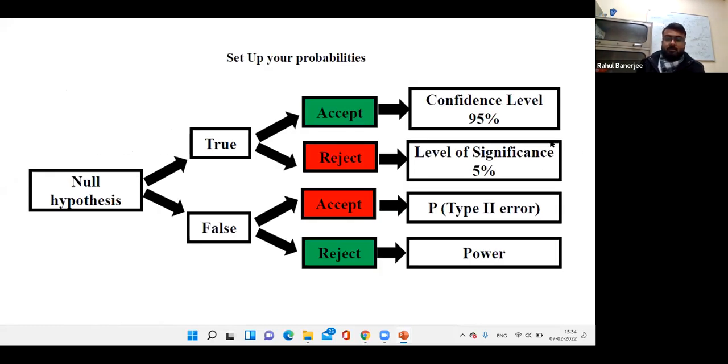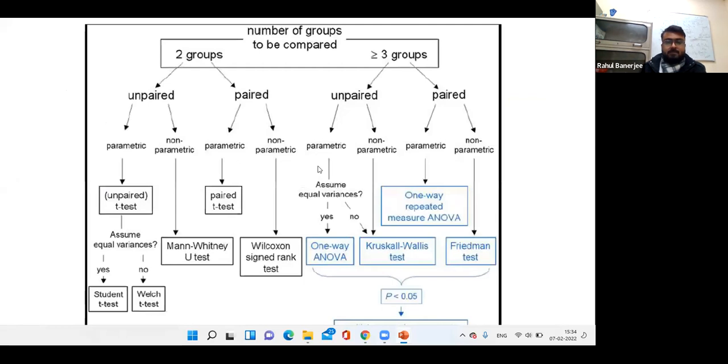So see, these are the procedures in which we set up our probabilities and null hypothesis. This I have already told, type 1 error, type 2 error. Now this is the chart that basically shows you what are the different tests that you can perform under different conditions. So you have to see how many groups you have, 2 groups or greater than or equal to 3 groups. For 2 groups, unpaired, parametric test, you have a t test. Non-parametric test, you have Mann-Whitney U test. For paired test, again you have a paired t test. For non-parametric, you have a Wilcoxon signed-rank test.